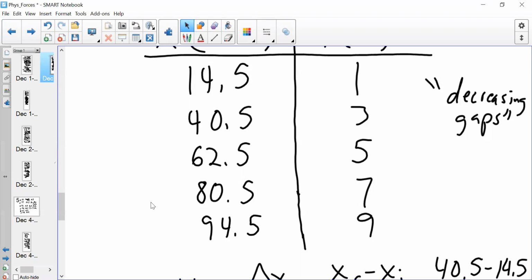I'm looking at the gaps. So the gaps between here, 14.5 to 40.5 is 26. And then 40.5 to 62.5 is 22. They're getting smaller. The gaps are starting to shrink. Okay, thank you. Yes, decreasing gaps. Yep.